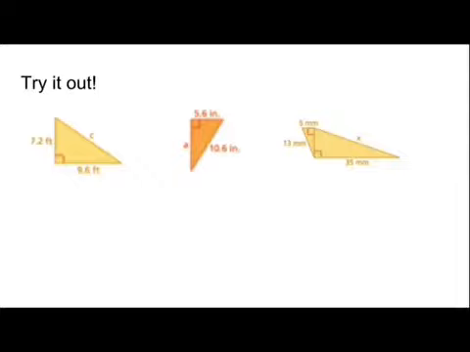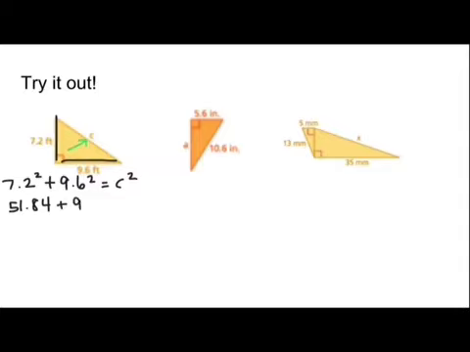All right, let's try it out to make sure we understand how to use the Pythagorean theorem. So for this first one, we know that these are our legs, A and B, and it doesn't matter which order they're in, we just have to make sure that our C is our hypotenuse. So for this one, I'm going to plug it into our a squared plus b squared equals c squared. Then I'm going to calculate each of these, and I end up with c squared.